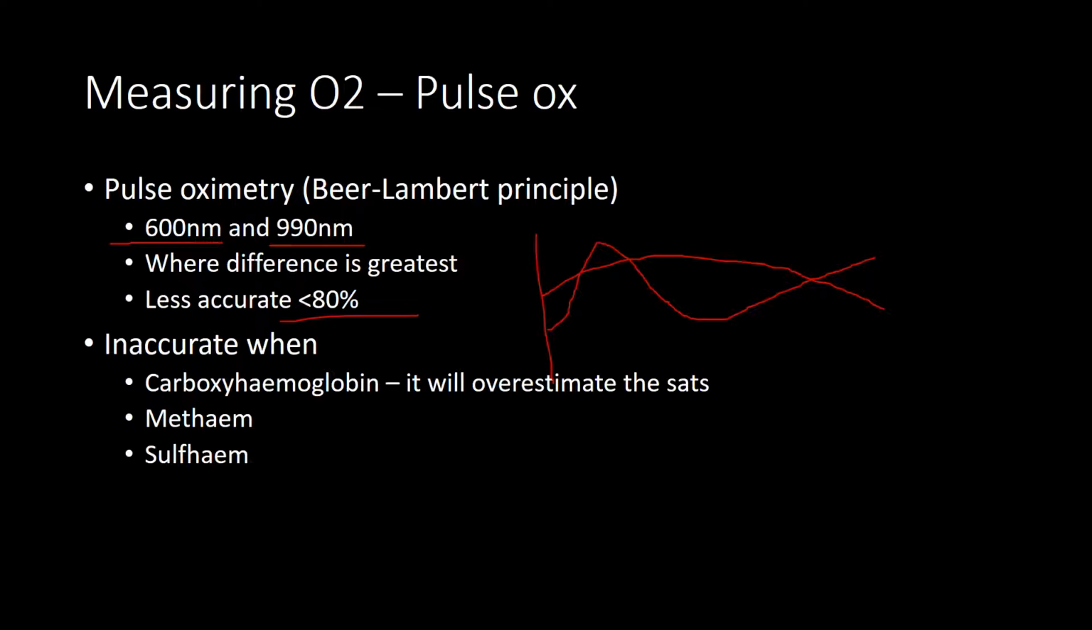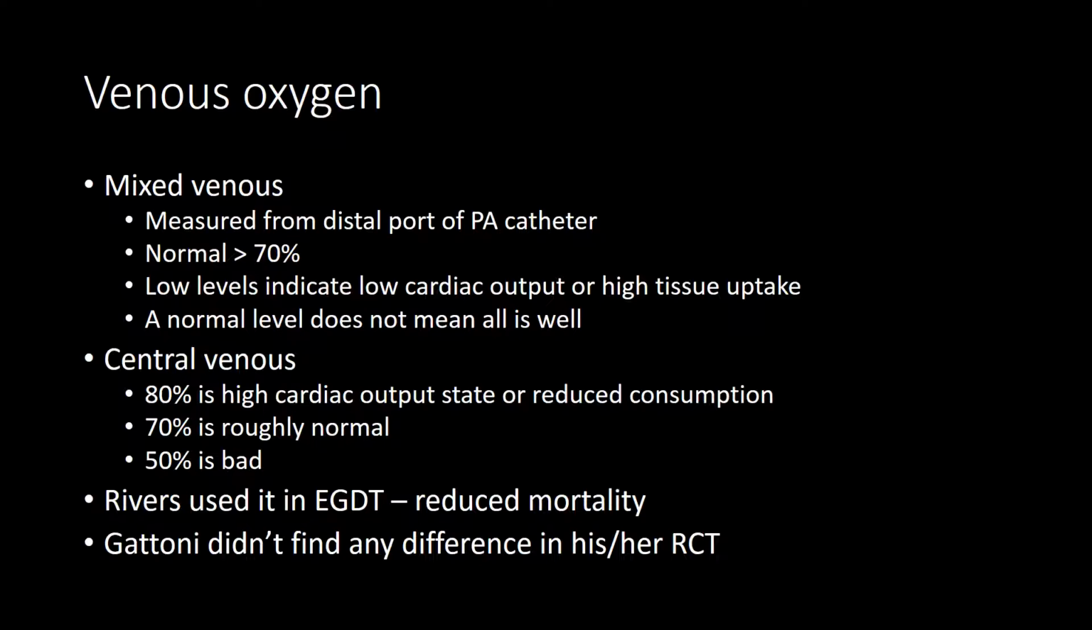Just a brief conversation about venous oxygen levels. True mixed venous is measured at the distal port of a PA catheter, so that's in the pulmonary arteries. Normally it's greater than 70%. A low level indicates low cardiac output or high tissue uptake, so hypermetabolic or low cardiac output states. If it's normal, it doesn't mean all's well.